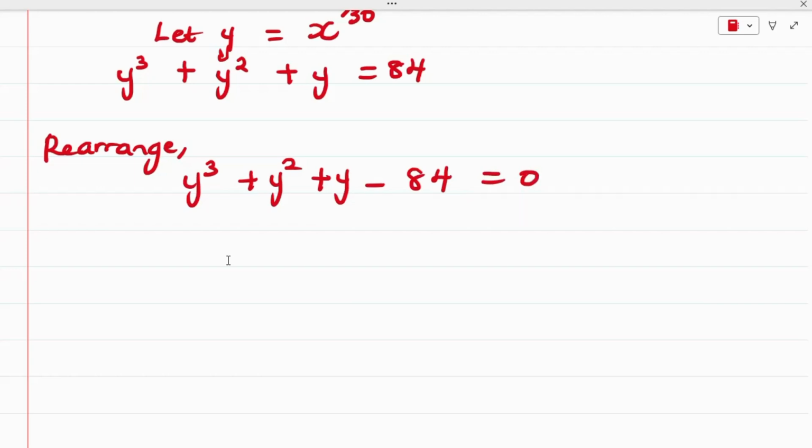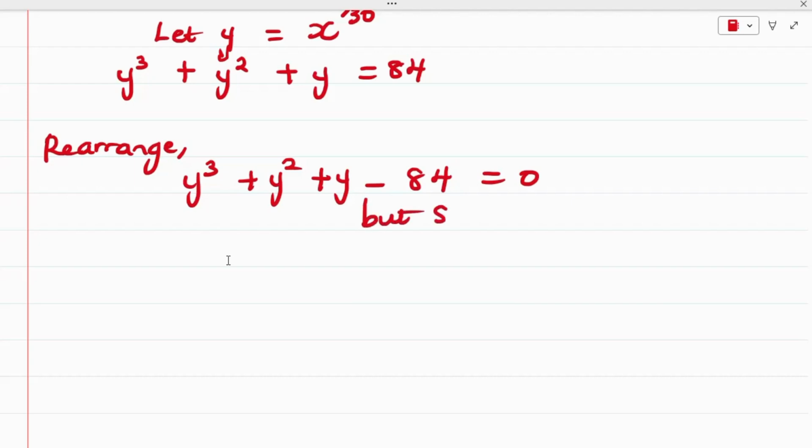Now you can easily use two methods to solve this. You can apply the rational roots theorem or simply apply this method right here. Now you can watch some of my previous videos to know how you can easily apply the rational roots theorem. But in this tutorial, I'm going to work with this method, alright?